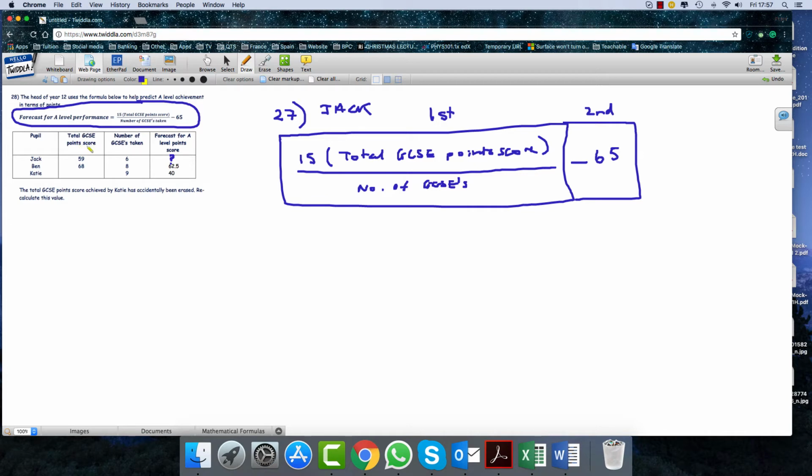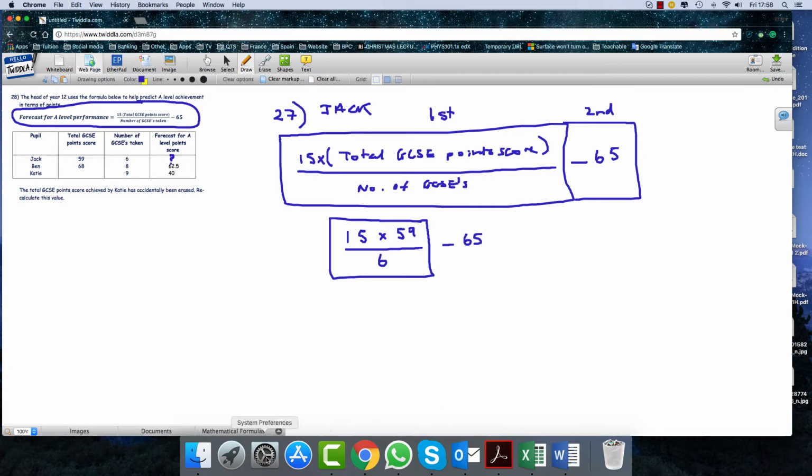His total GCSE point score was 59. So what we're going to have at the top is 15, and when you've got a number next to a bracket, it basically means multiplication. So it means 15 times this bracket, like an invisible times sign. So it's 15 times 59, and then we divide by the number of GCSEs that Jack took, which is 6. And then the minus 65 afterwards. Just ignore the minus 65 and work this bit out.